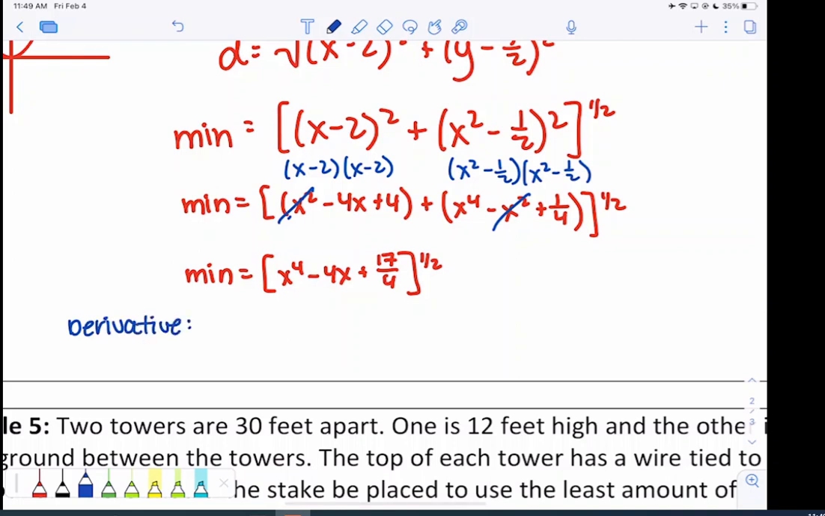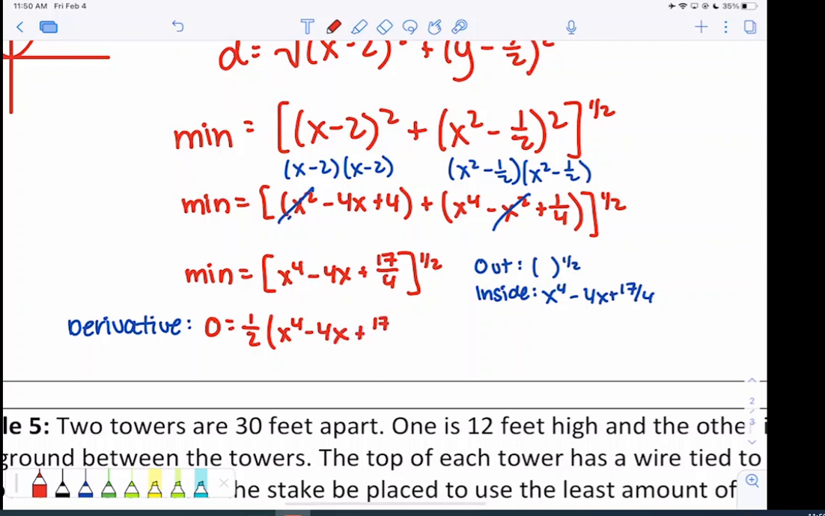All right, derivative of a minimum is always 0. What's this derivative going to be? I'm going to use my chain rule. So what's my outside? Something to the 1/2 power, and my inside is x to the 4th minus 4x plus 17/4. So chain rule tells me take the derivative of your outside. So that would be what? Derivative of something to the 1/2 power. 1/2. What's my inside going to be? Yep, keep the same inside.